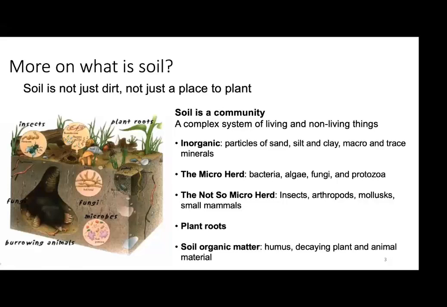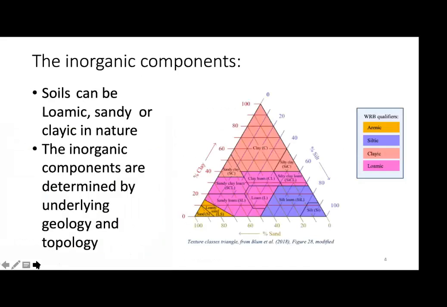Potassium is not a component of any part of the plant compounds, but it plays an important role in lots of plant life. Potassium is needed to sustain growth and reproduction. It also helps with root growth and helps increase drought tolerance. So soil is this very complex community of both living and non-living things. We're going to talk about the inorganic makeup, the microorganism makeup, the macroorganism makeup, plant roots, and other soil organic matter. Let's look at the inorganic components first.